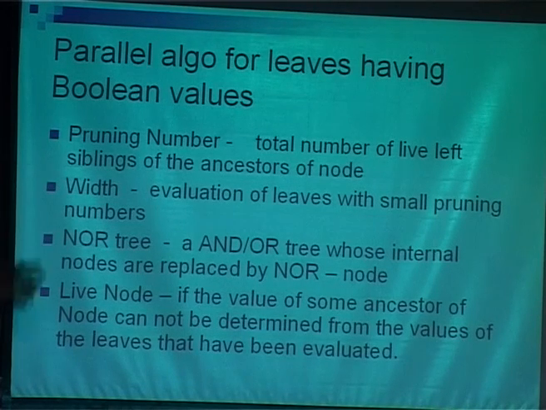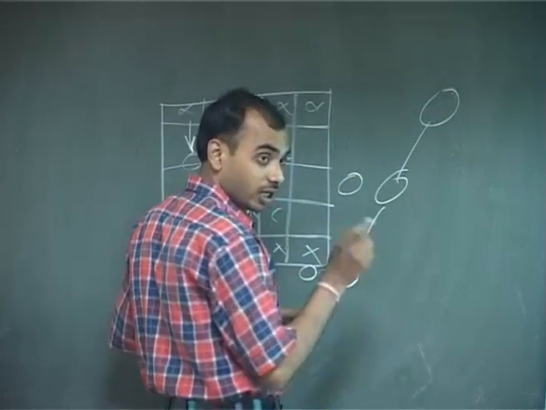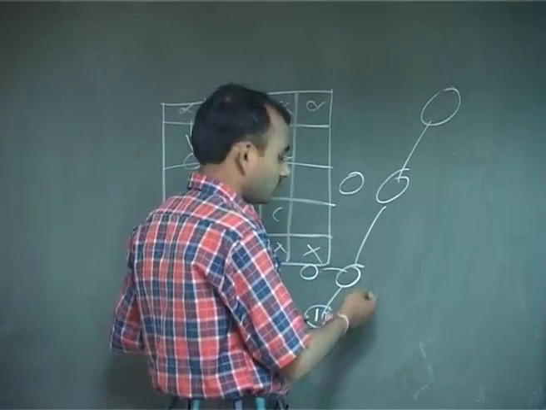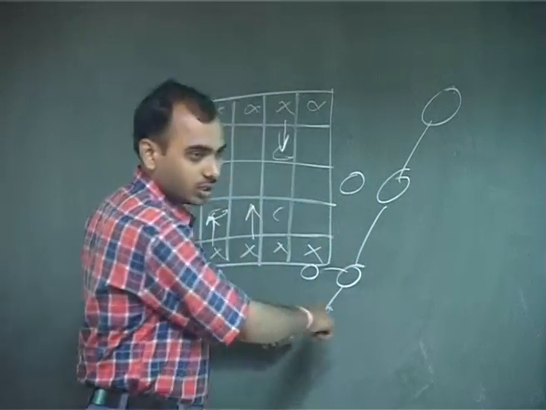So now we are talking about the parallel algorithm for game trees which have boolean values at their leaf nodes. Here we first make some assumptions. The first one is the pruning number. Pruning number is the number of left siblings of any ancestor nodes. Something like this, if this is a node, and here the pruning number of this node is 1. Any node is also an ancestor of itself. So the number of left sibling subtrees of these ancestors is the pruning number.